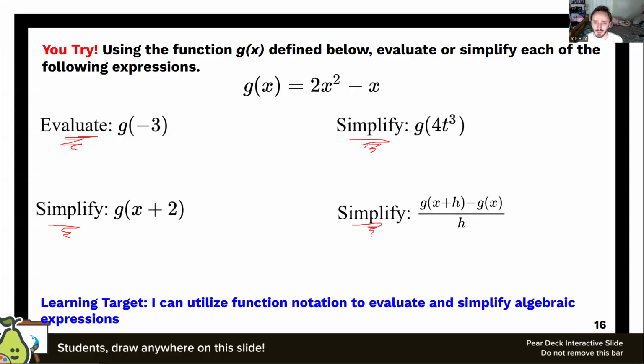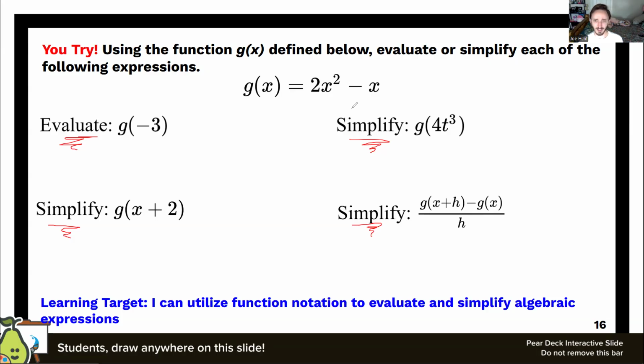So in this particular instance, I've got a function g of x. It's some kind of quadratic equation because I've got x to the second. It's just not written in vertex form like we see with transformations. In this case, it's written in something more like standard form. What I want to do is evaluate or simplify for a given input.